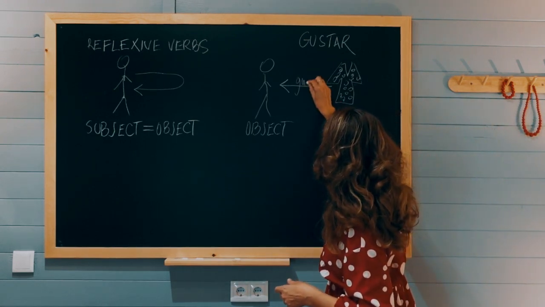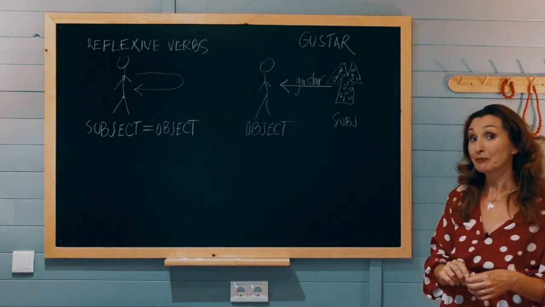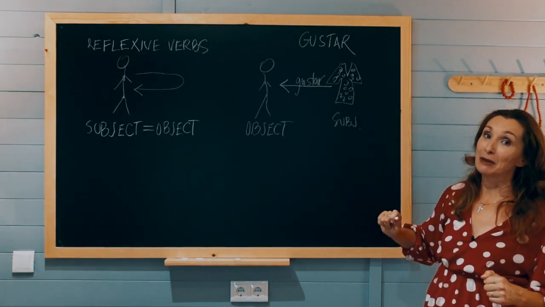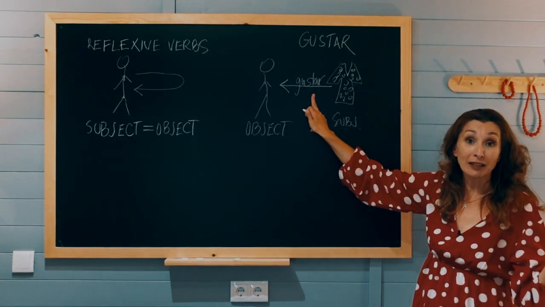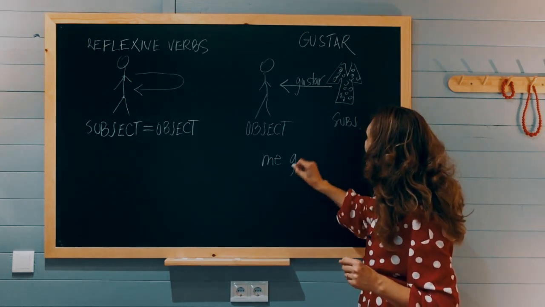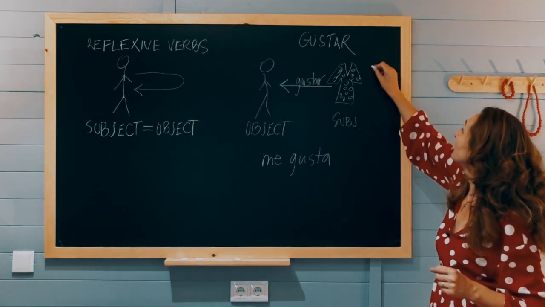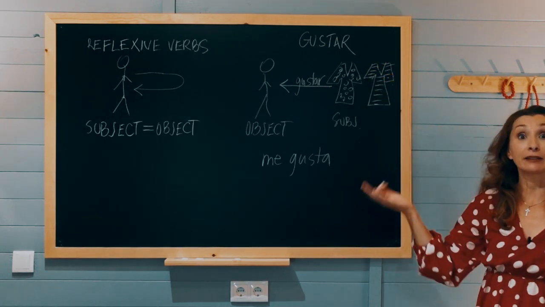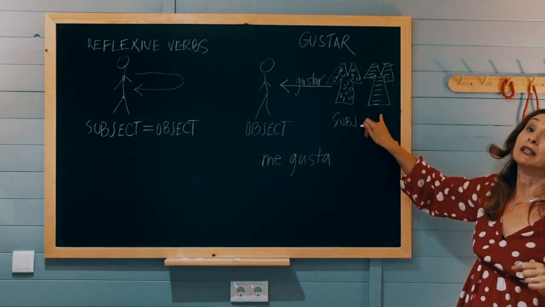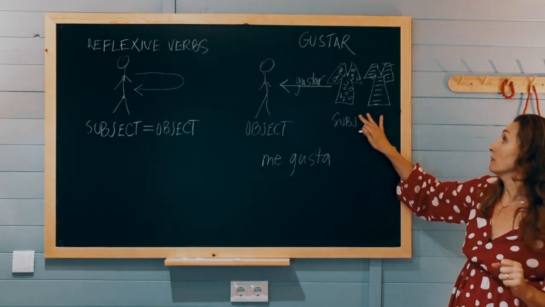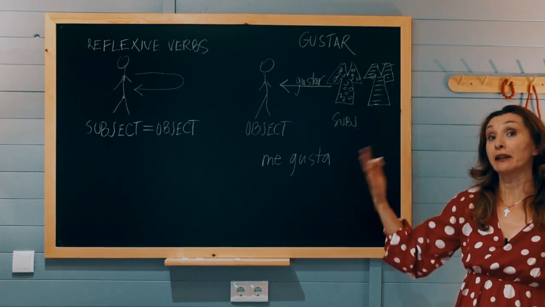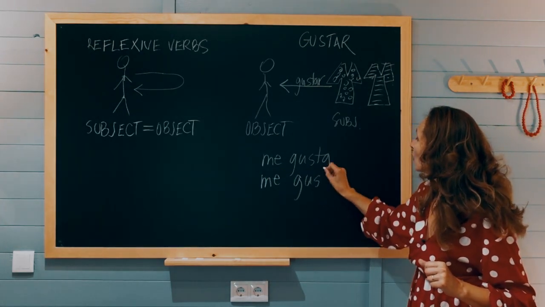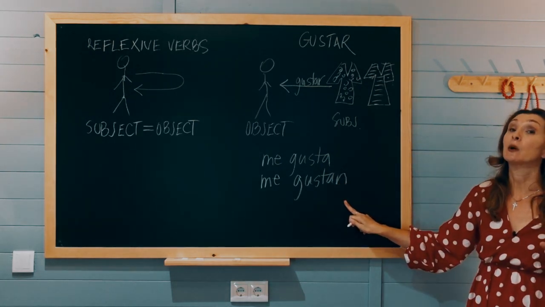So the verb here is gustar, and because the feeling originates here, it's this dress that will determine how we conjugate gustar. If it's only one, I will say me gusta. But let's say there are two dresses, maybe slightly different, and I like them both. Now we have a subject, but it's plural. It's not one dress, it's two dresses. They still both have the same effect on me. I like them both. But now, because the subject is plural, we will say me gustan.